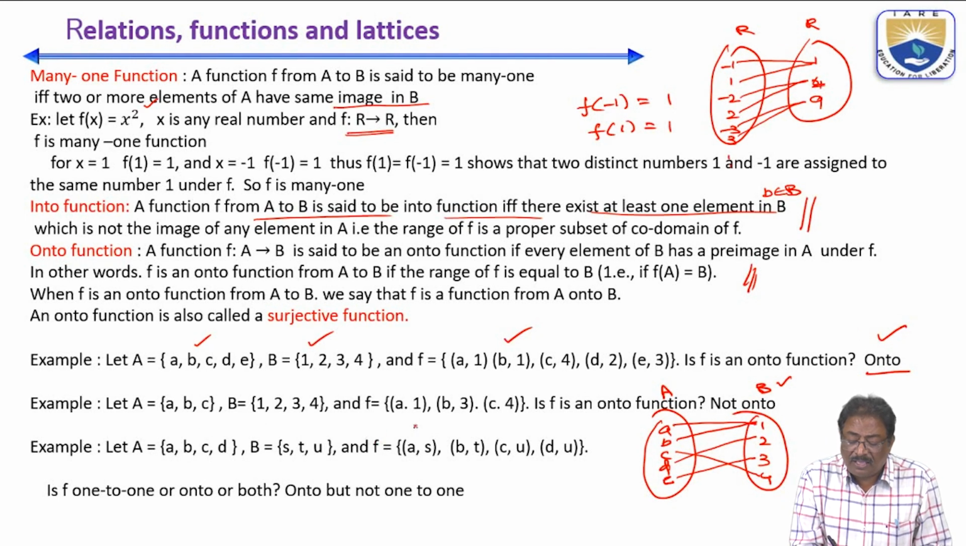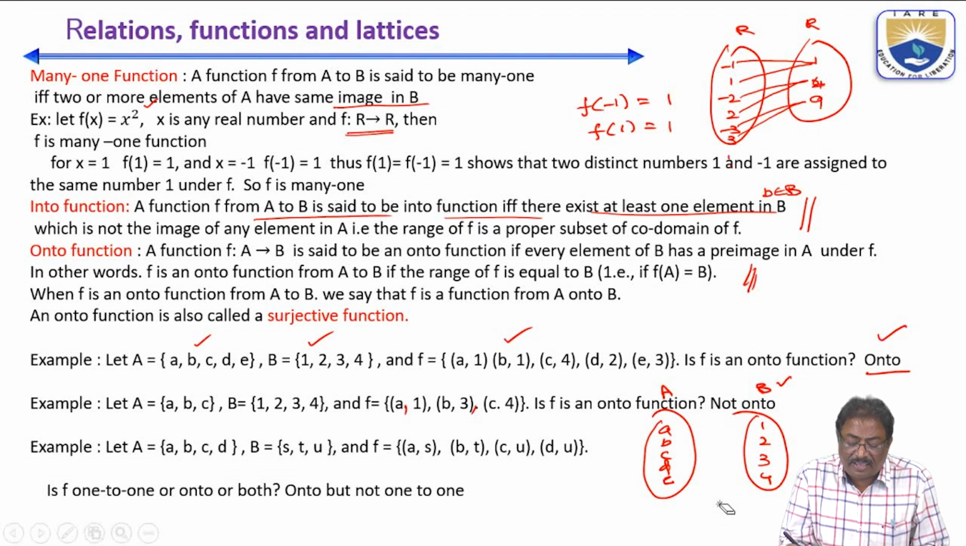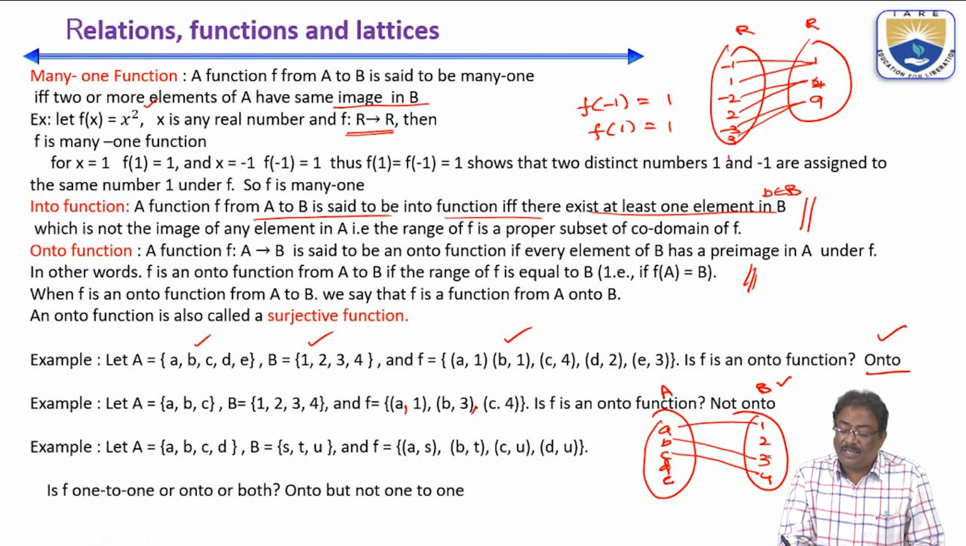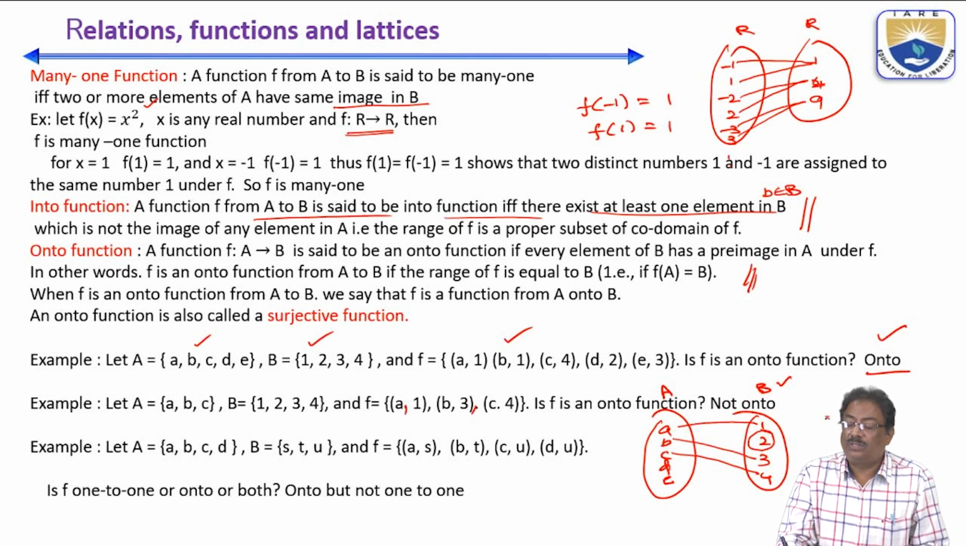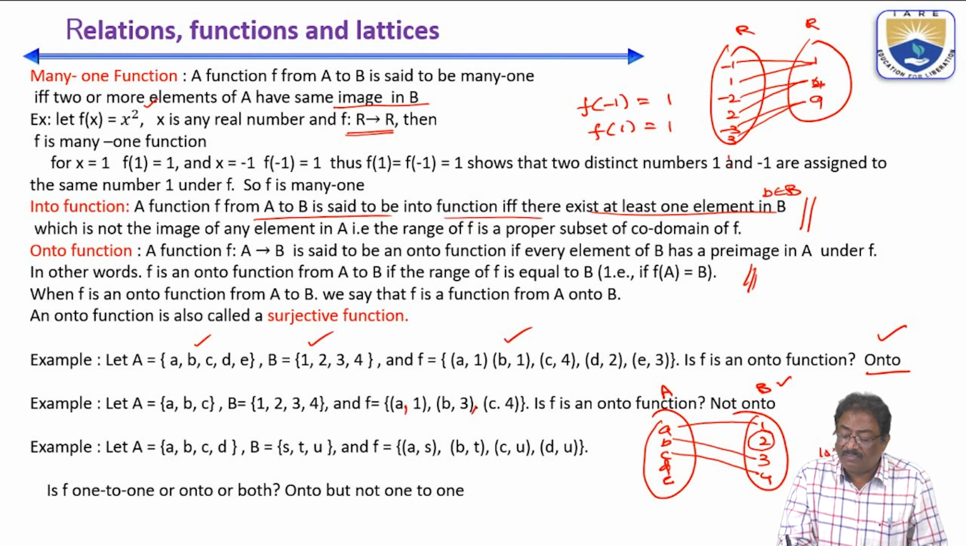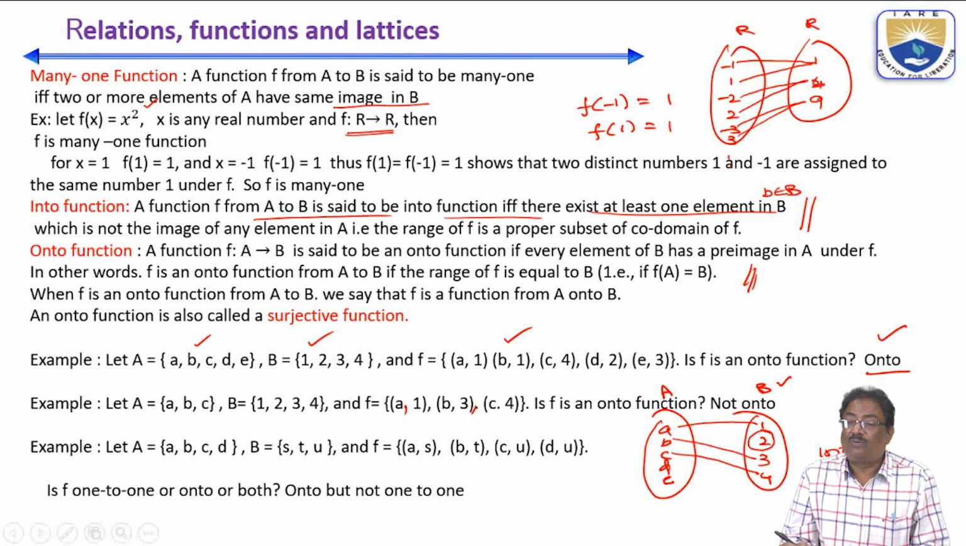Here let us say another one. A is related to 1, B is related to 3 and C is related to 4. So here element 2 will not have a pre-image. So this is not onto, and of course this is an into function.